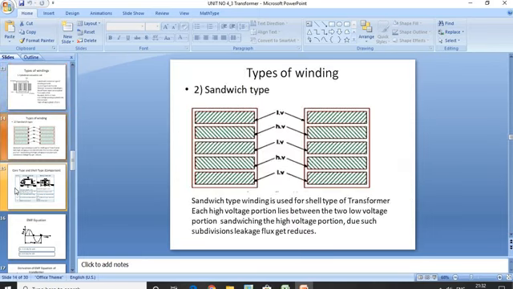Now the second type of winding is known as sandwich type of winding. The sandwich type of winding is used for shell type of transformer. Each high voltage portion lies between two low voltage portions, sandwiching the high voltage portion. Due to such subdivisions, leakage flux gets reduced. So in the diagram, if you see, the two low voltage windings are at the ends and the high voltage winding is sandwiched between the low voltage windings. So due to this type of arrangement, the leakage flux can be reduced.